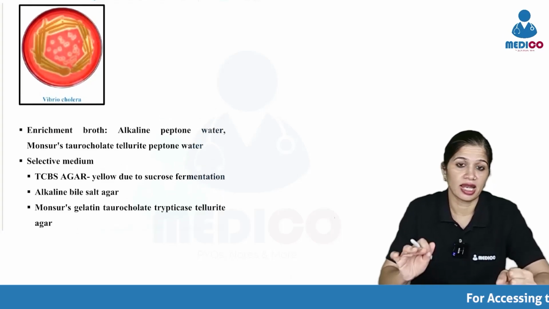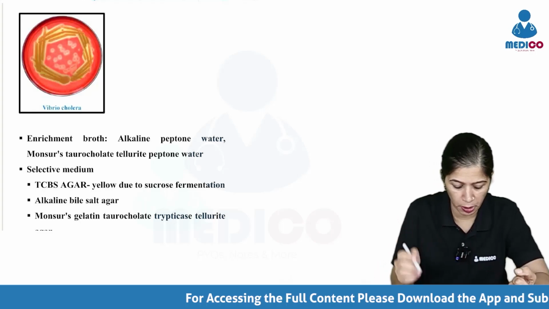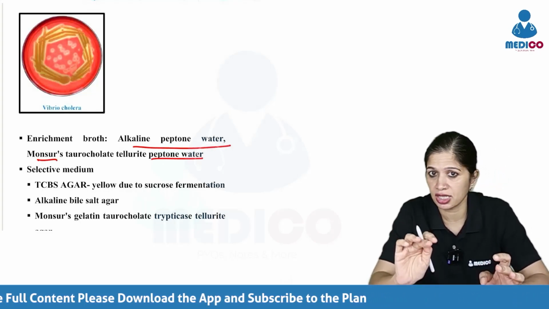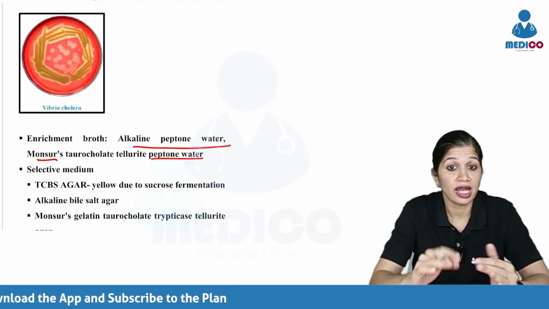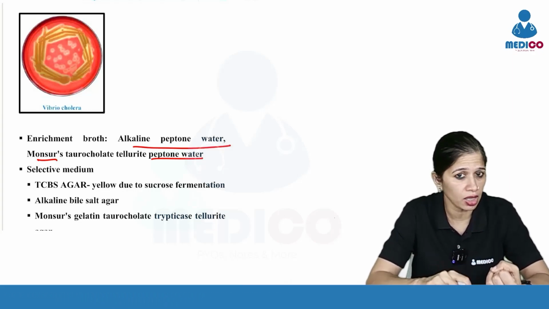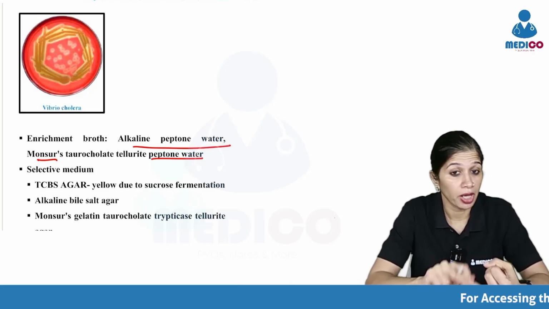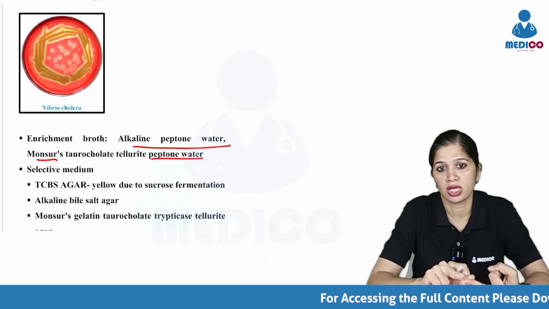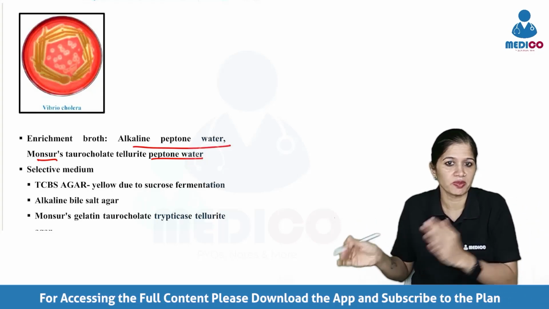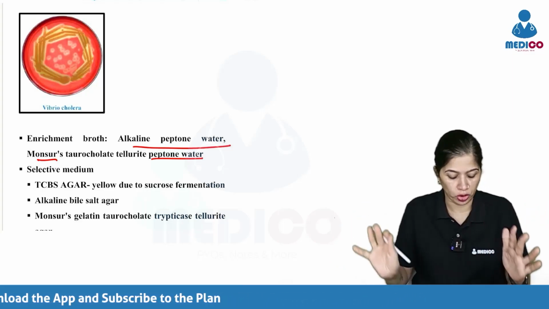Then enrichment and selective. For enrichment, you've got alkaline peptone water and Monsur's peptone water; these are the classical enrichment broths. Then selective, you've got TCBS, thiosulfate citrate bile salt sucrose agar, with sucrose fermentation giving yellow colonies. Then you've got alkaline bile salt agar and Monsur's agar as well. I don't try to simply say the names; it's not important. Just remember Monsur's agar and Monsur's peptone water.